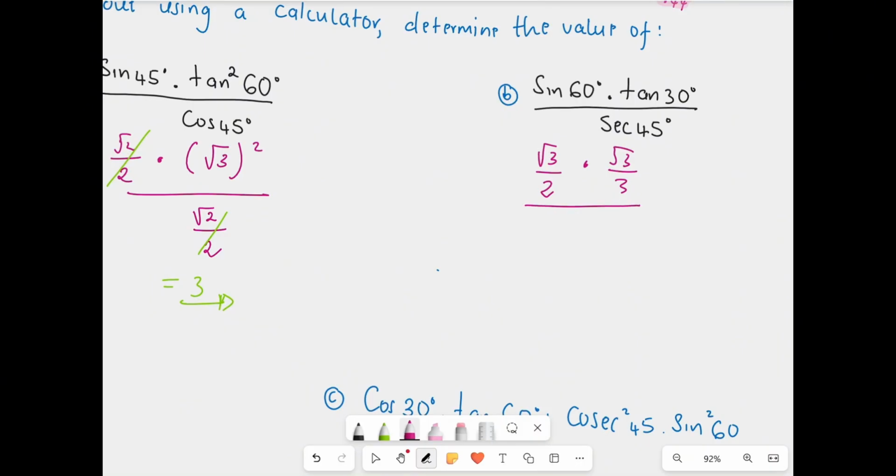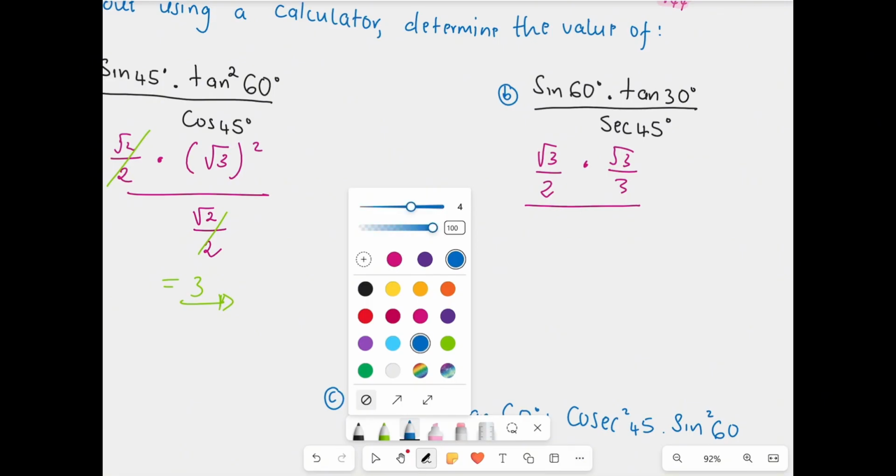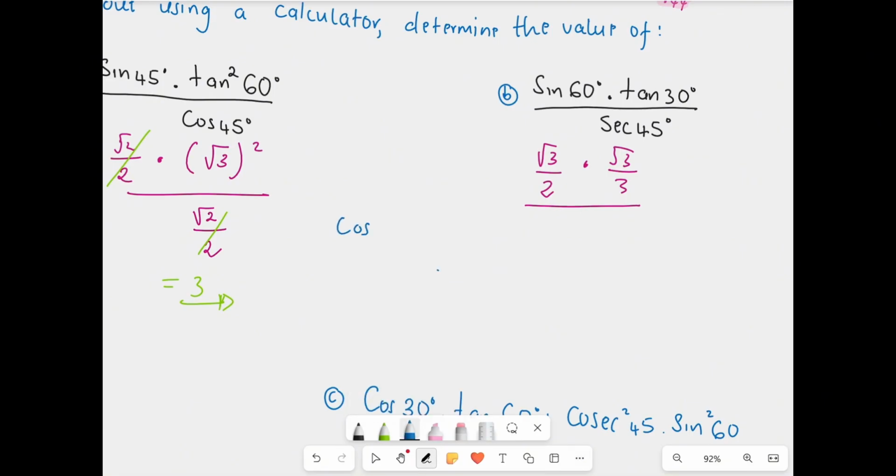So now you need to remember sec is the reciprocal of cosine, or of cos. Remember, there is no sec in your calculator. But if you know that cos 45 is equal to root 2 over 2, and sec is the reciprocal of cos, that means sec 45 will be 2 over root 2, because it is a reciprocal, so you just invert. And then we simplify this here.